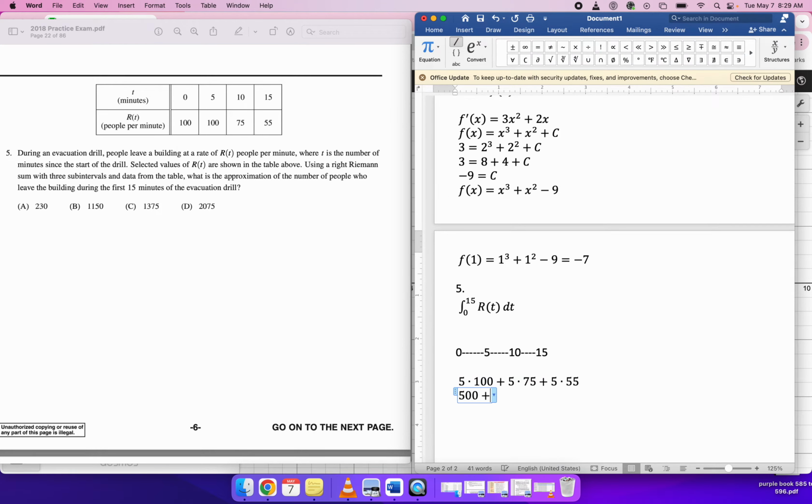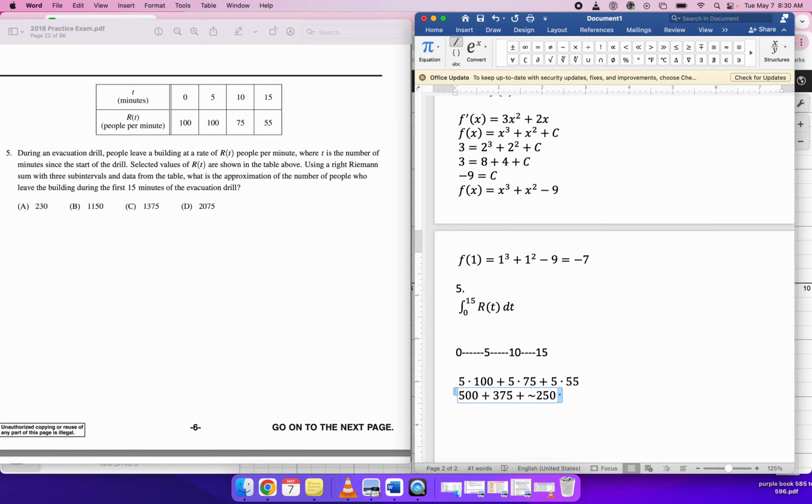So that's 500 plus, what is 5 times 75? It's not 500. Is it 375? What is that exactly? Yeah, I think it's 375. Yeah, because 5 times 70 would be 350 plus 25. And then plus 5 times 55. What is 5 times 55? I don't know. I mean, maybe it's about 250.